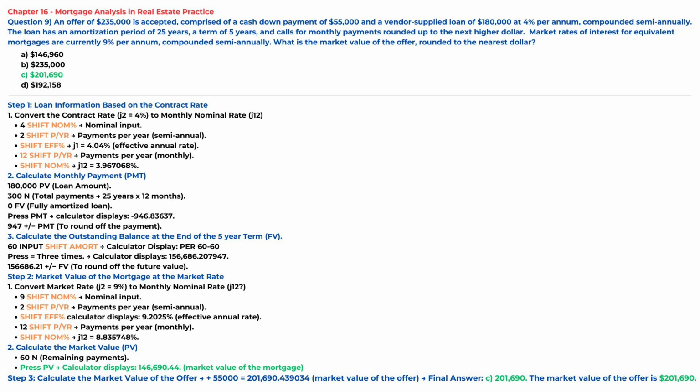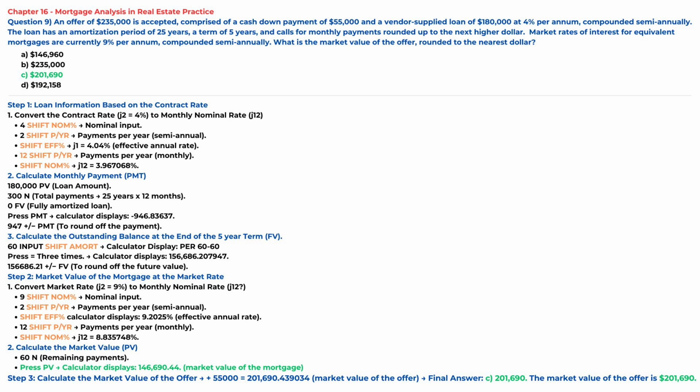180,000 PV, loan amount. 300 N, total payments, 25 years times 12 months. 0 FV, fully amortized loan. Press PMT, calculator displays 946.83637. Round to 947, plus and minus sign, and then press PMT to round off the payment.